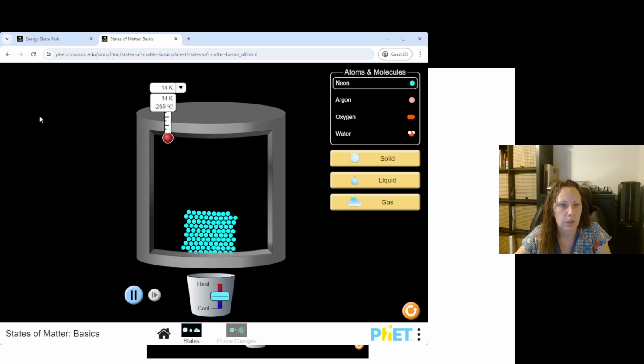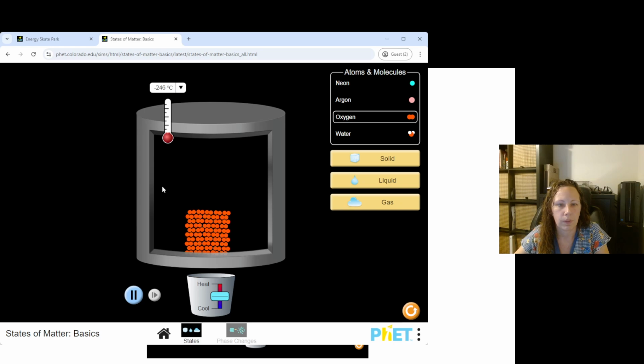Okay, so I'm going to show you a different simulation. The goal of this simulation is to show states of matter, which we're not really covering right now, but what I do want to show you is what is happening as we increase temperature with molecules. So I'm going to switch this to oxygen, and right now it is at negative 246 degrees Celsius, super duper cold. Okay, not a whole lot of movement among those molecules. You can see once I start increasing the temperature, they start wiggling around quite a bit more.